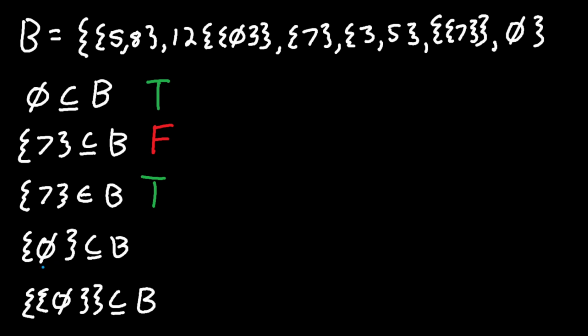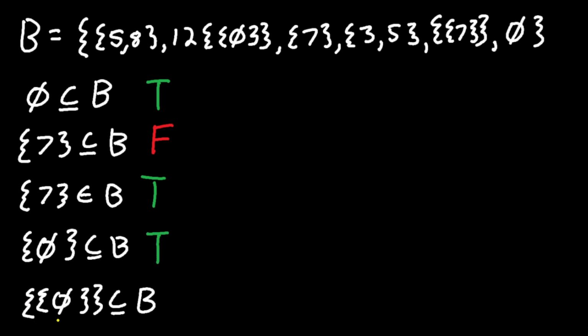In order for this to be true, remember the definition of a subset. Every element in this set must exist as an element in B. So does every element here exist as an element here? Well, yeah. We have the null set here, and we also have the null set here. The null set is an element of B. So this right here is true. All right, let's go ahead and test this last one out.